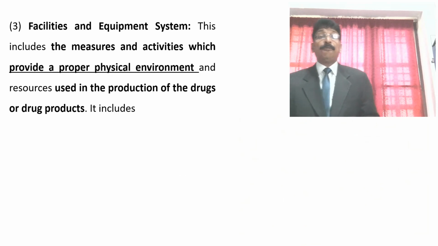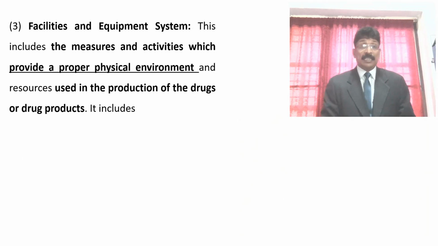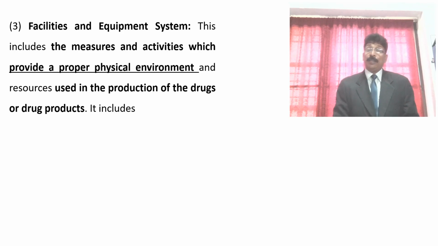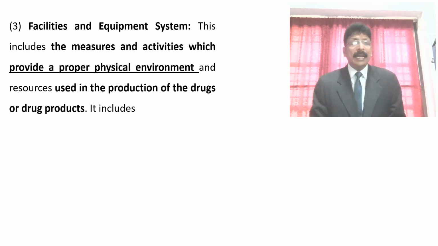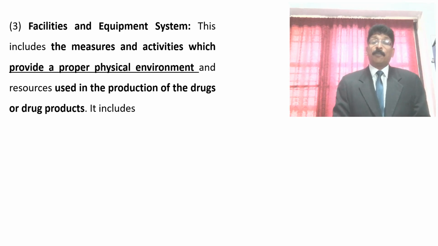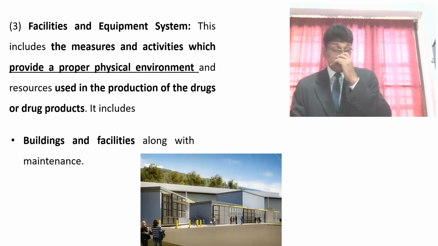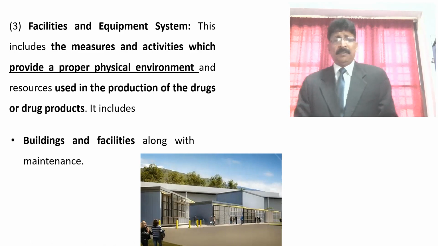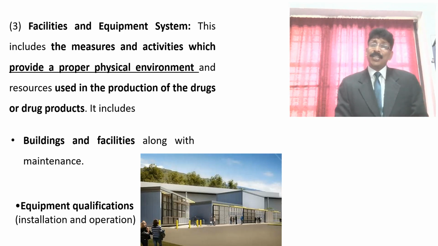And number 3, the facilities and equipment system. You see, the first one is quality, next comes production, and the third one is the facilities and equipment system. This is also a very, very important system where you have to calibrate and provide the environment. It includes the measures and activity which provide a proper physical environment and resources used in production of drug products, which includes the building facilities along with maintenance, even including the painting work and civil work, and equipment qualification, installation and operation, which is also very important.